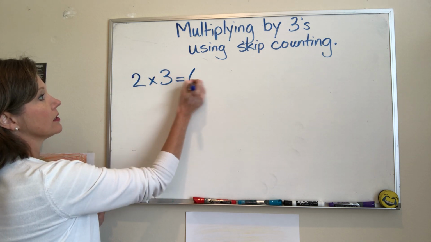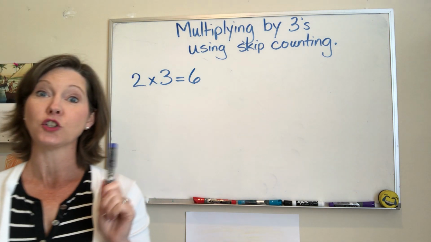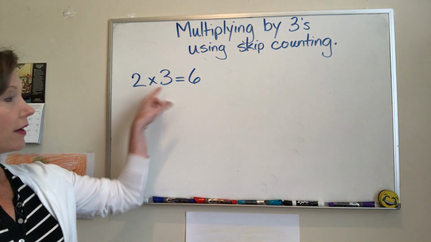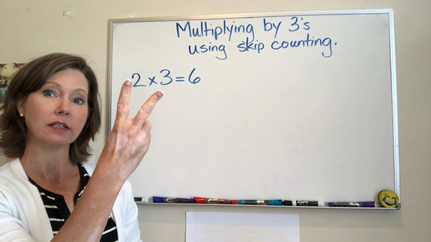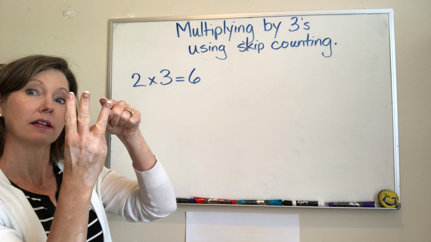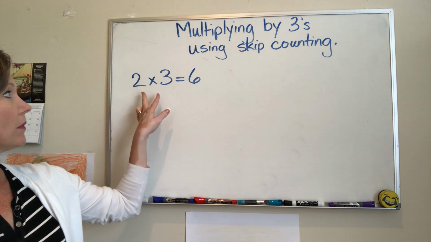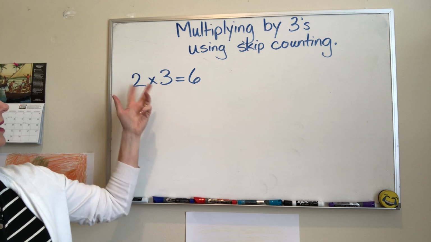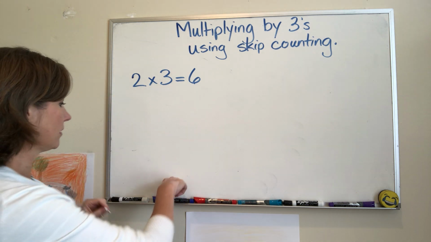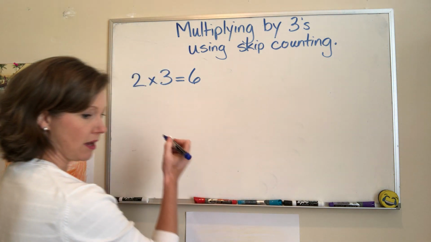I hope you got 6. But now I want you to see that you can check it 2 different ways, because you know how to count by 3's. 3, 6. You also know how to count by 2's. 2, 4, 6. 2 groups of 3, or 3 groups of 2. It's the same thing. 2 times 3 is 6, and 3 times 2 is 6. Excellent. Fact family. You're going to talk about that in a couple of days. We're going to do some fun games with that later on.